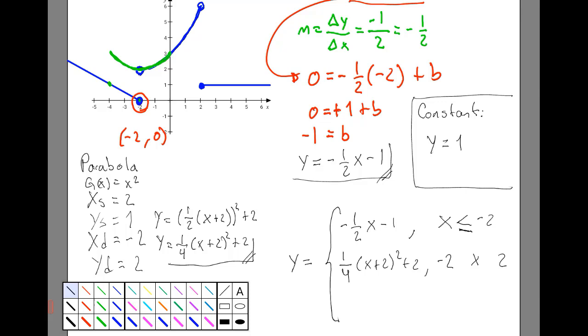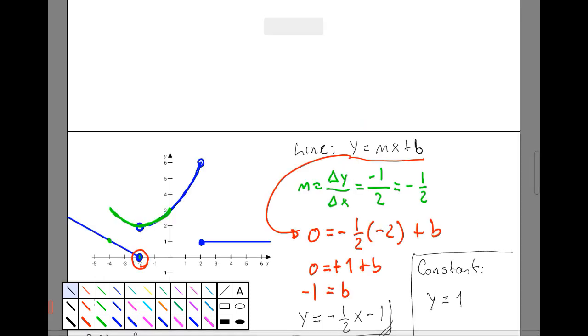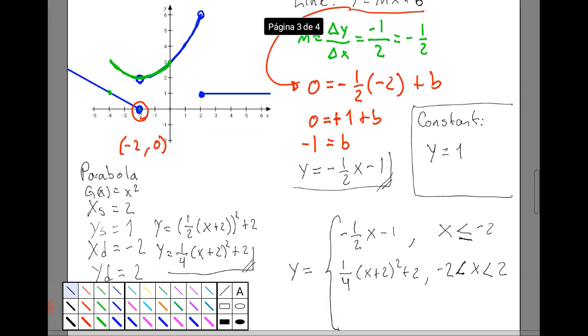Remember that we are talking about values of x. Do we include the first value? No, we don't. That's why we don't write equal. Only that x is greater than negative 2 and is less than 2. And again, it is open. As you can see, we do not include that point. That's why the circle is not filled. And finally, we write the constant, that is 1, comma, and the interval is for values of x that are greater or equal to 2.